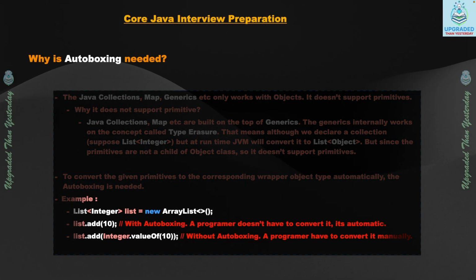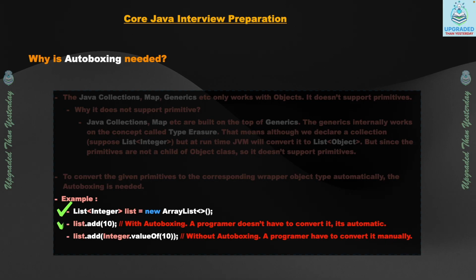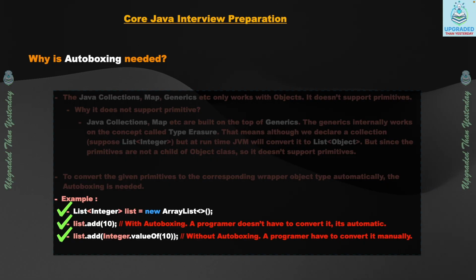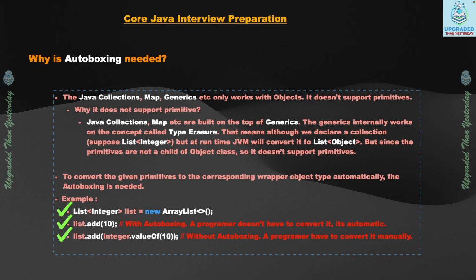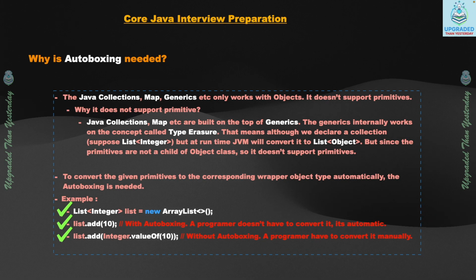Look at the example. We have a list of Integer and added two values to it. One is a primitive value 10 which got autoboxed and another is an Integer object with a value 10. Here we have seen that without autoboxing, a programmer has to write the code to convert the primitive into its corresponding wrapper object manually. Autoboxing removes this manual work and does the conversion automatically.